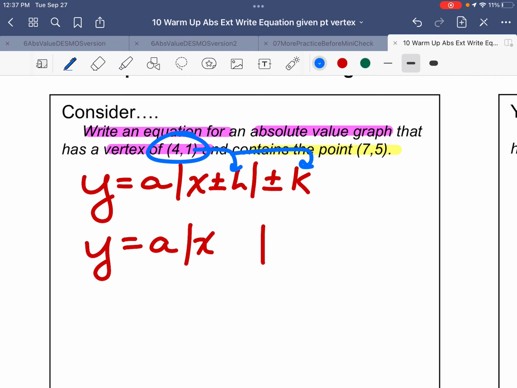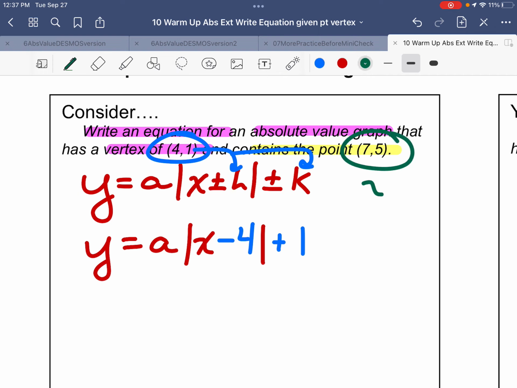Anyhow, what do you think? If the vertex is at 4, that means you have to actually use a -4, right? That's because it shifted to the right. And if it's at 1, we've got to put a +1. So we have those parts filled in. Well, here's where it gets a little interesting. We have the point 7,5.